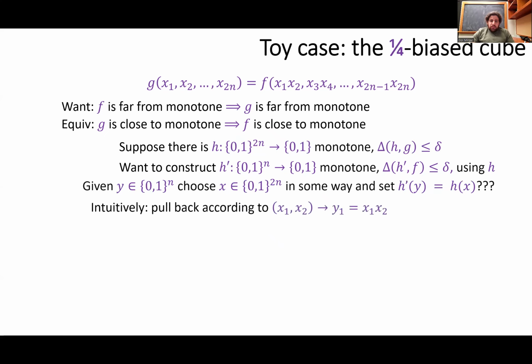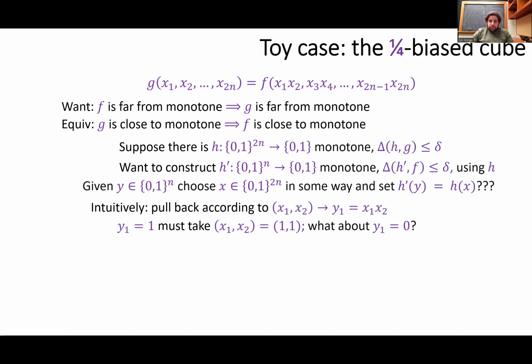So, to go from f to g, we apply this map that sends x1, x2 to the product of x1, x2. And now, in some sense, we want to go the other way. So it makes sense that if you have this y and you want to generate x, you should use the pullback according to this map. So what do I mean? Well, if y1 is equal to 1, then you really have no choice. You must take x1 and x2, the coordinates corresponding to y1, to be 1, 1. But what if y1 is equal to 0? So in that case, there are three options, 1,0, 0,1, and 0,0. And it's not clear which one of them to pick.